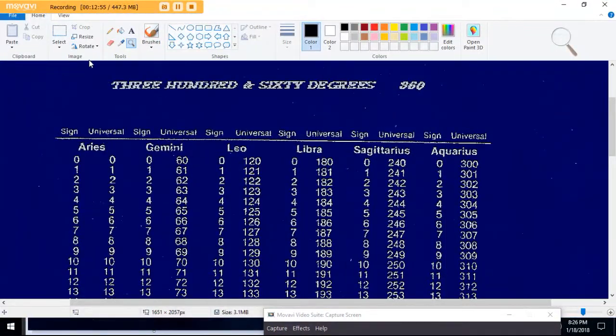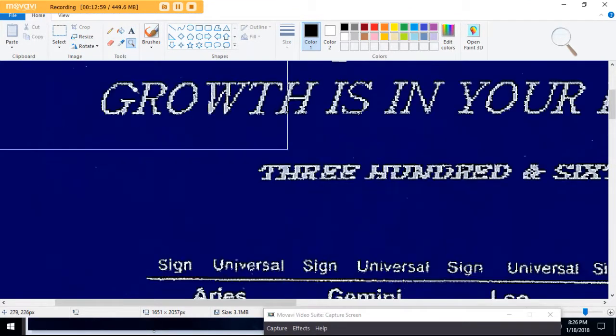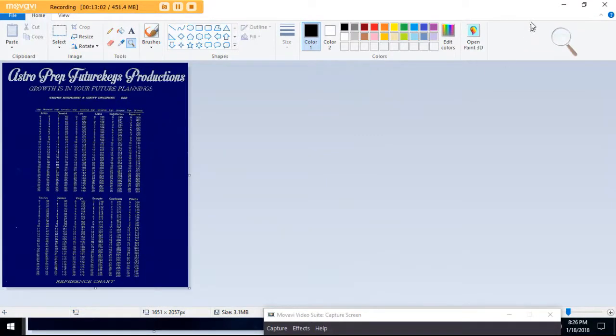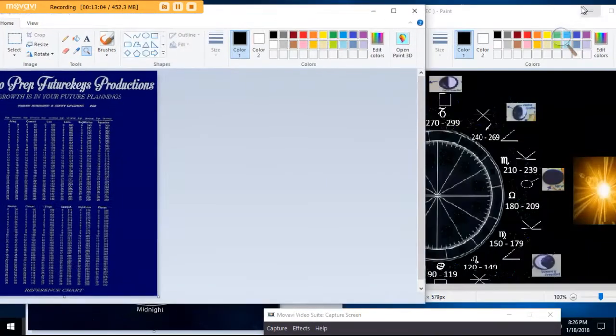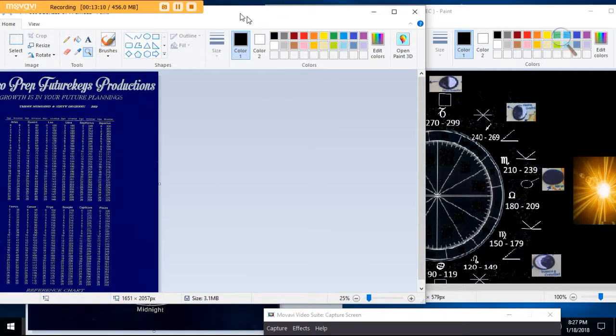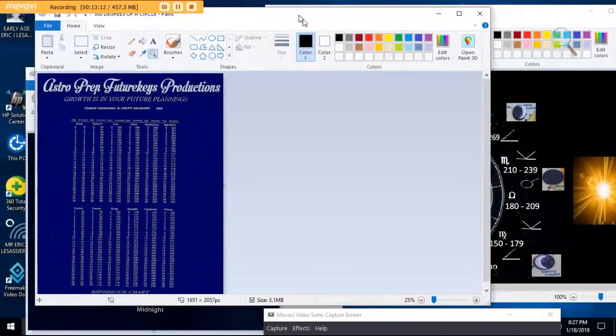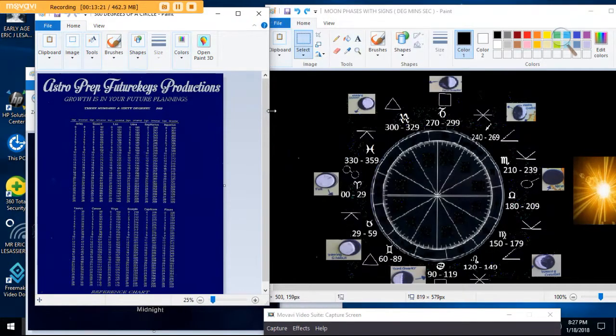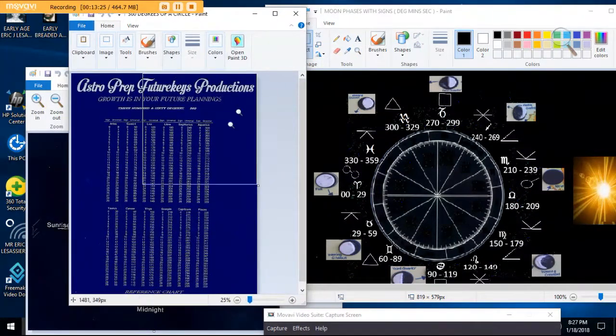So let me zoom out. Let's zoom out so I can get the other picture in. And so now, with reference to the chart, because we're going to be doing calculations, we're doing aspects, and that deals with numbers, degrees of numbers. So that's why it's important to bring this up, so I can show you the difference.